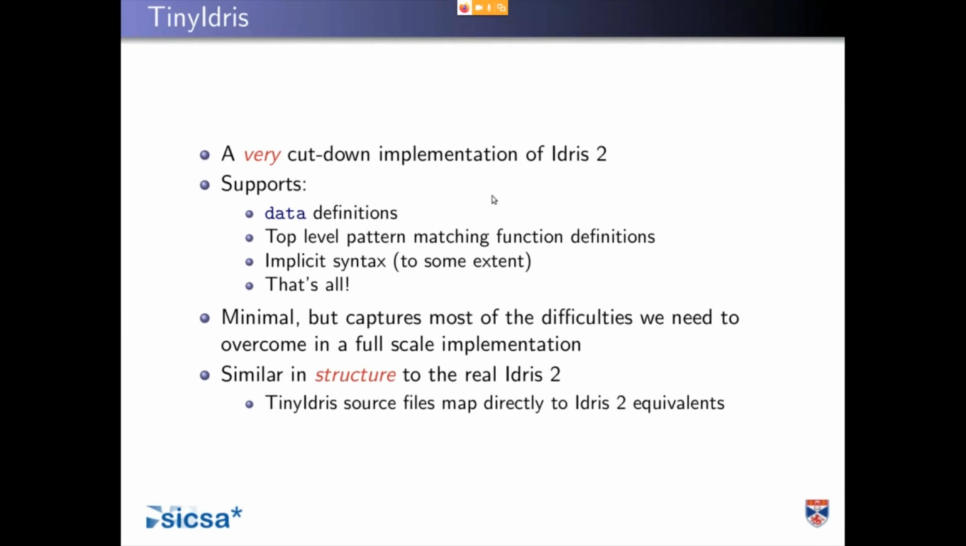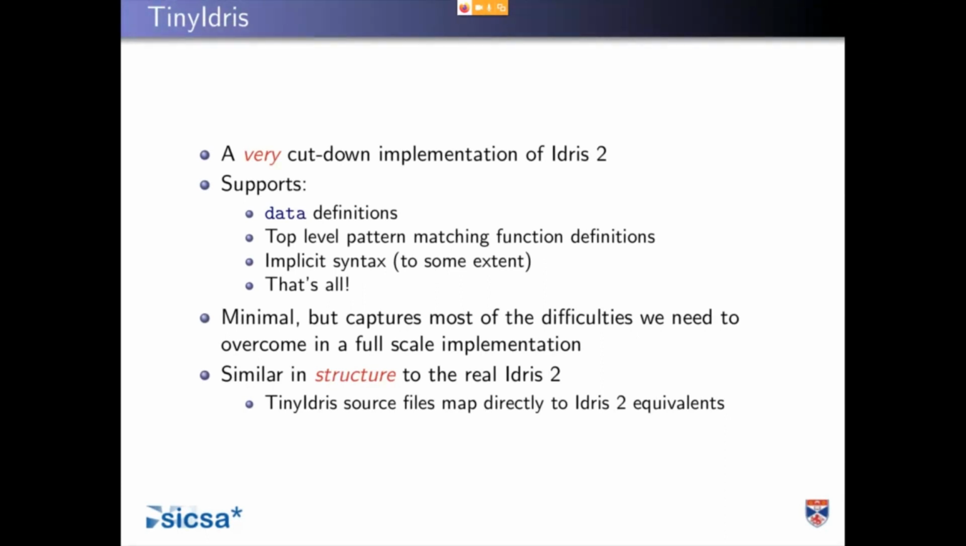So Tiny Idris, this is a very cut down implementation of Idris 2. We're covering data definitions, function definitions. We've got a little bit of implicit syntax, so we can put underscores in for implicit arguments. While this is minimal, it still captures most of the difficulties that we need to deal with. So we're not worrying about source location. So it doesn't have some of the things that would just be noise when trying to figure out how the system works. So it's just the essence of what it is to be a dependently typed language.